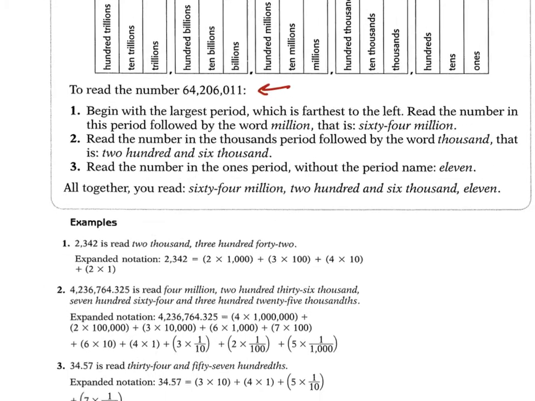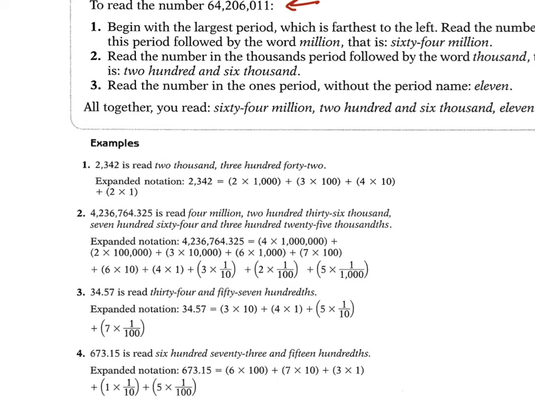So if we look at example 1 here, we have 2,342. This is read as 2,342. Again, no and there because there's no decimal place or decimal point. When you give this an expanded notation, it would be 2 times 1,000 plus 3 times 100 plus 4 times 10 plus 2 times 1. So it's literally each place value times that number. So because the 2 is in the thousands, it would be 2 times 1,000. Because the 3 is in the hundreds, it's 3 times 100. Because the 4 is in the tens, it would be 4 times 10. And then because the 2 is in the ones place value, it's 2 times 1.